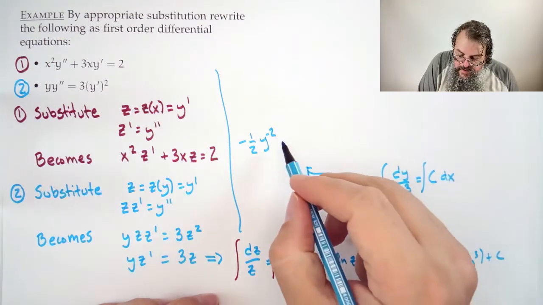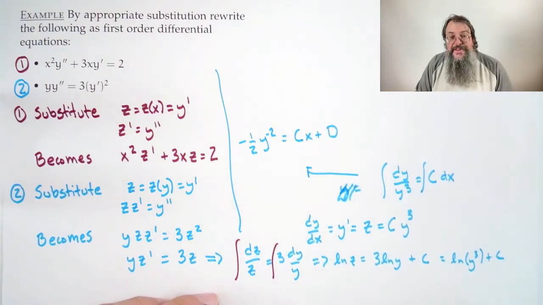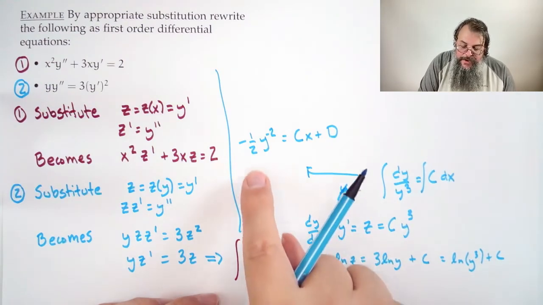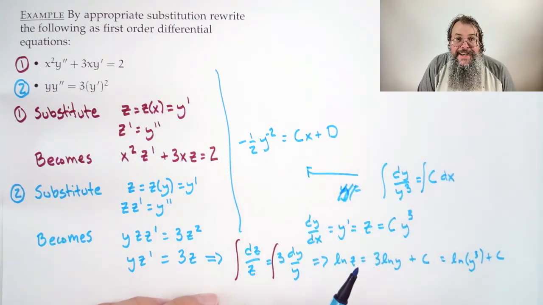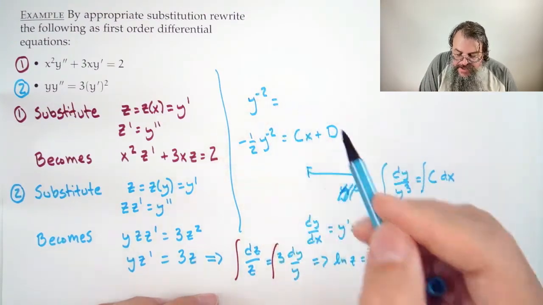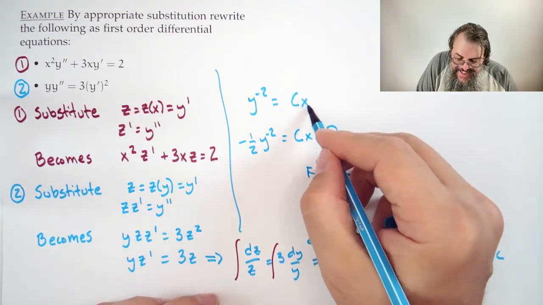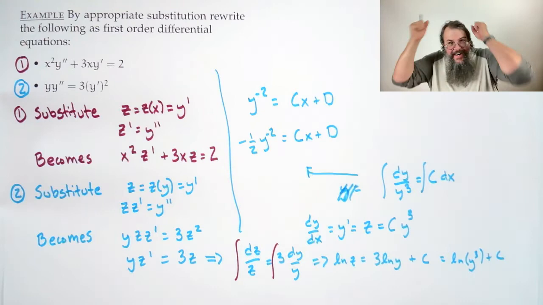Is equal to some constant x plus some other constant d. Now, multiply through by minus 1/2. And what can we do? Well, we'll get y to the minus 2 is equal to cx plus d.